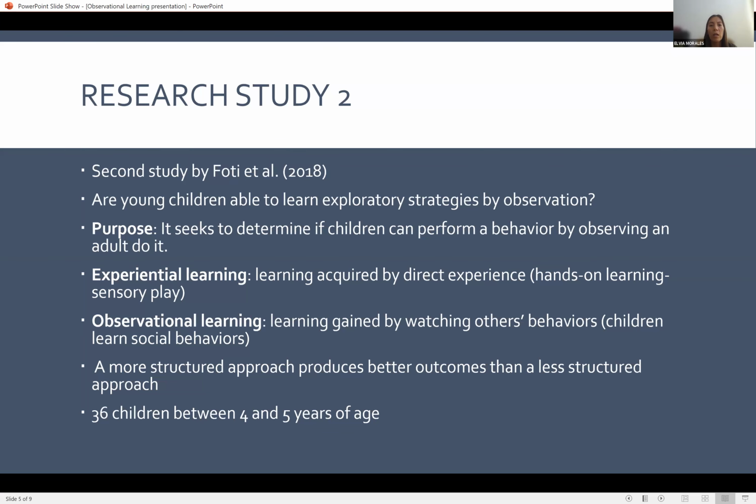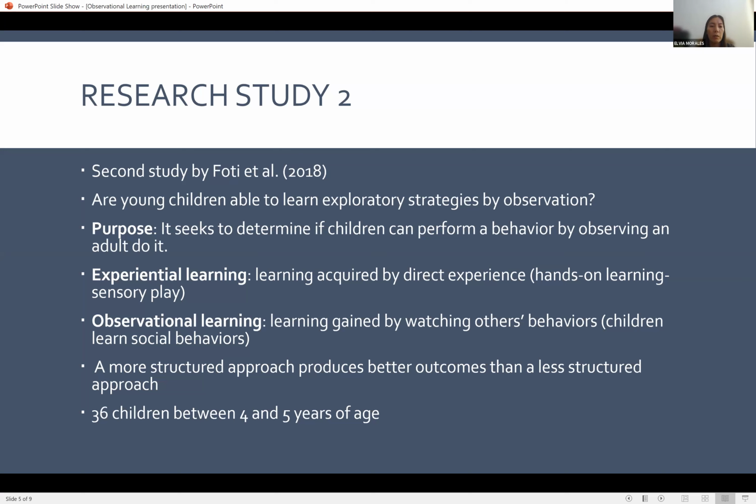Experimental learning refers to the learning that is acquired by direct experience, let's say hands-on learning. We can see this in an example like children learning from sensory play. They learn from touching different textures and different things with their hands. Observational learning is learning that is gained or acquired by watching others' behaviors. One example would be children learning from social behaviors, watching their parents, grandparents, or just people in general perform an action or behave a certain way, and they'll try to imitate that behavior.